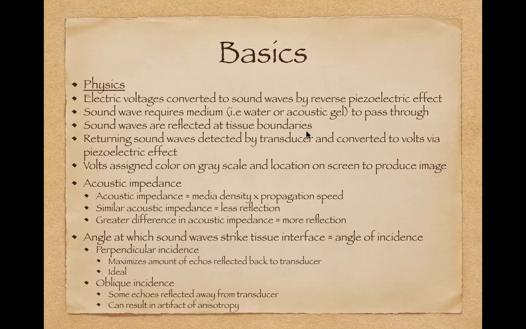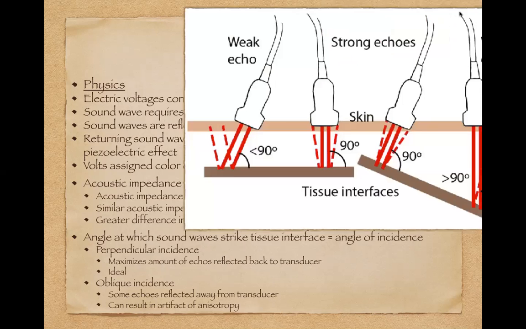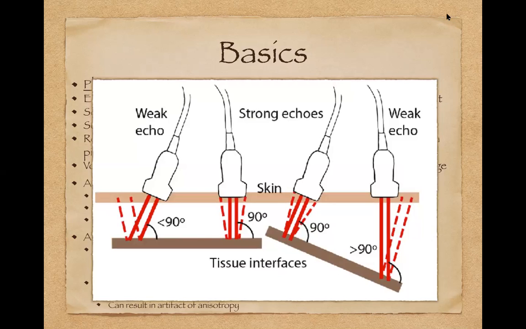But a more practical and more important concept is probably the angle of incidence, which is the angle at which the sound waves strike the tissue interface. You typically want to be perpendicular to the structure you want to look at, which maximizes the amount of echoes reflected back to the transducer, as opposed to oblique incidence, where some of those echoes may be reflected away from the transducer, which results in the effect called anisotropy. And that's depicted here in this diagram.